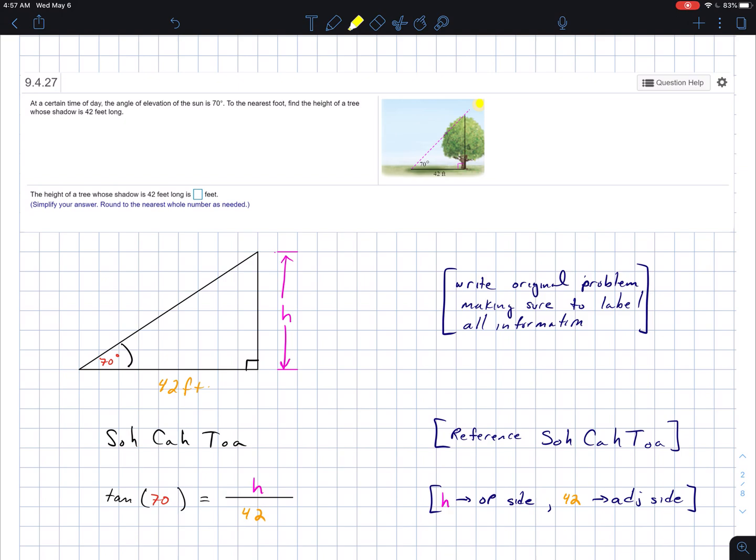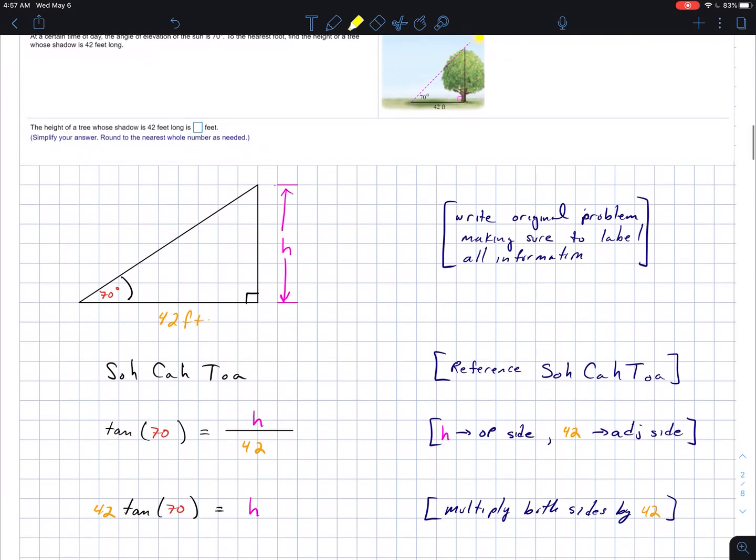So I labeled the degree, and then I labeled the adjacent side like I always have. I've been using orange for adjacent and purple for opposite sides. We knew that we have two legs, and that's going to deal with tangent, because tangent deals with two legs. The opposite, which is h, right?